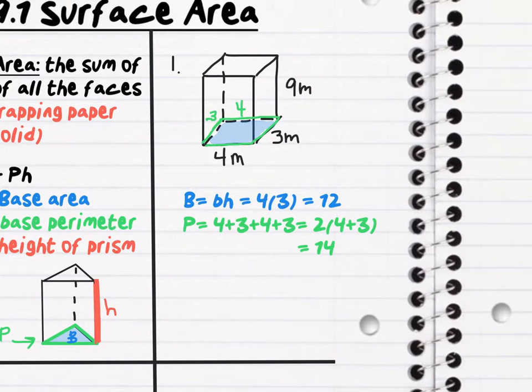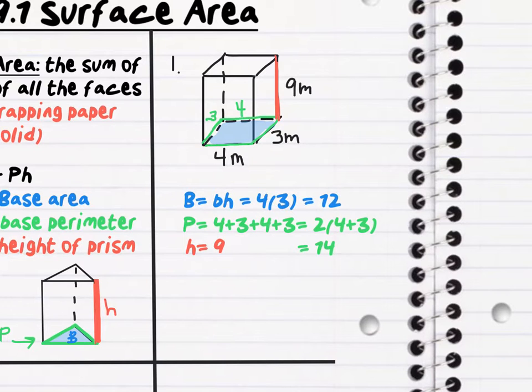Okay, and then the last part is to find the height of the prism. The height of the prism is the distance between the 2 bases, and I'm going to go ahead and outline the height in red. So the height of this prism is going to be 9. So I'm going to write that in red, h equals 9.